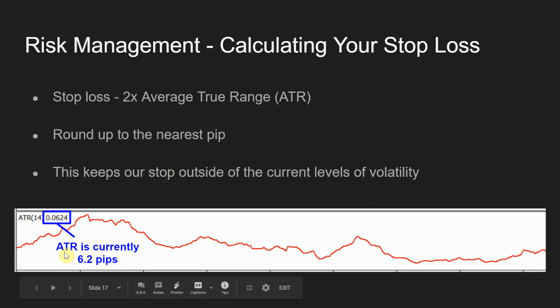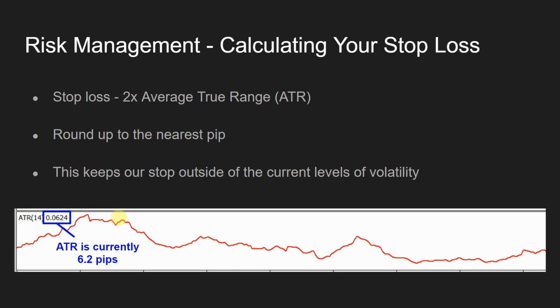Basically, it goes up and down, taking the average of the high and the low of X number of bars that you decide to give it. The default traditionally used is 14 periods. So it takes the last 14 bars, adds up the highs and the lows, and gives you an average over the 14 bars. In this example, the current reading is 0.0624, which is 6.2 pips. So over the last 14 bars, price has moved up or down around 6 pips.